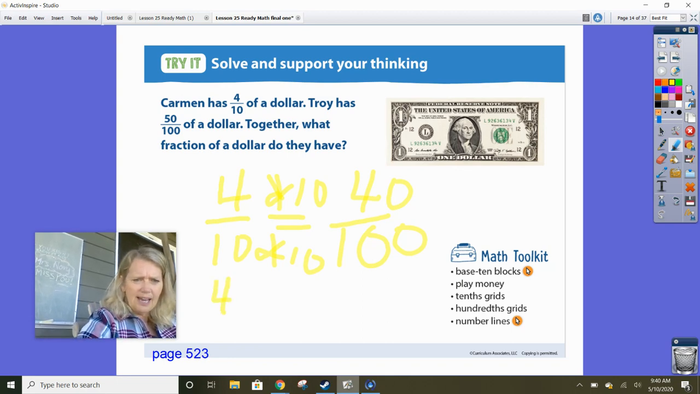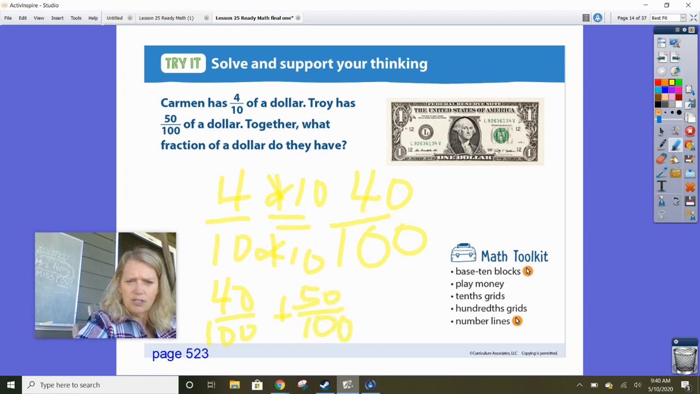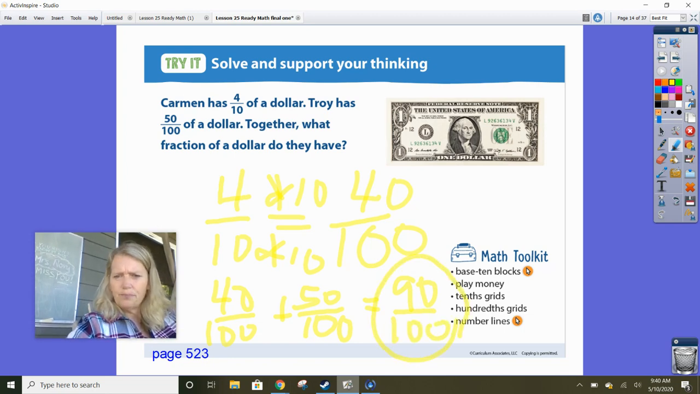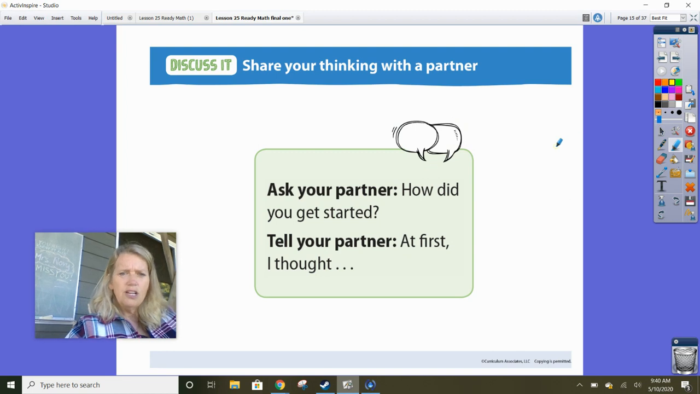Then I can easily add 40 hundredths plus 50 hundredths, because as we know, when you're adding fractions, you need the same denominator, which is the same size. Pennies plus pennies gives us 90 pennies, 90 cents. 90 hundredths is one of the answers, which could also be 9 dimes. So if you had 9/10, you are correct also, because that's 9 dimes or 90 pennies. Both are correct. So how did you do it?